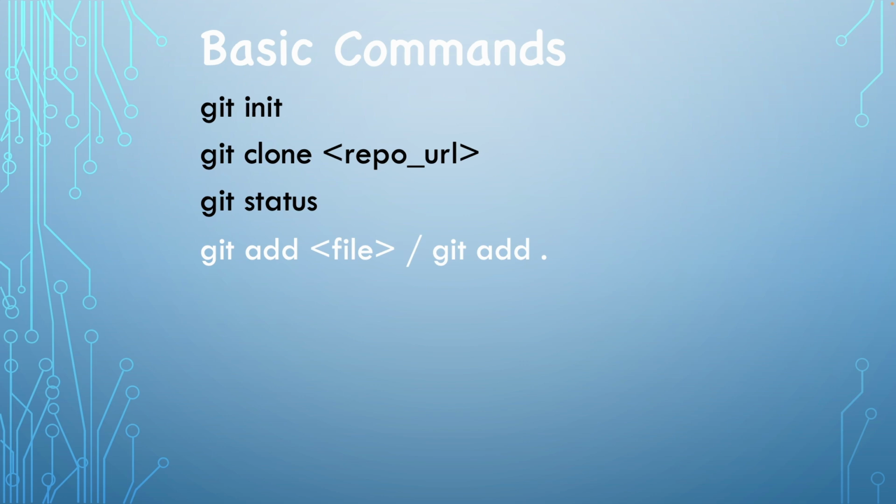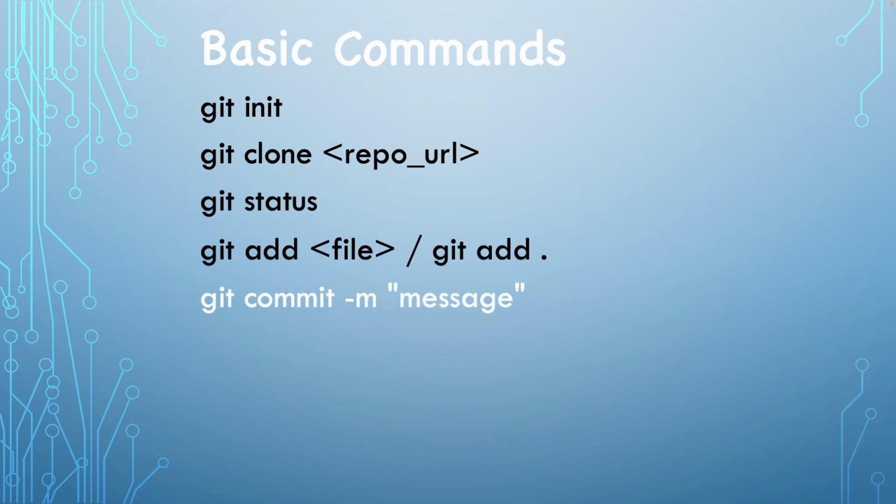We use git add file name to add a specific file to the staging area for commit, or git add all using dot to add all files to the staging area for commit. To commit changes with a message, git commit -m with a message.